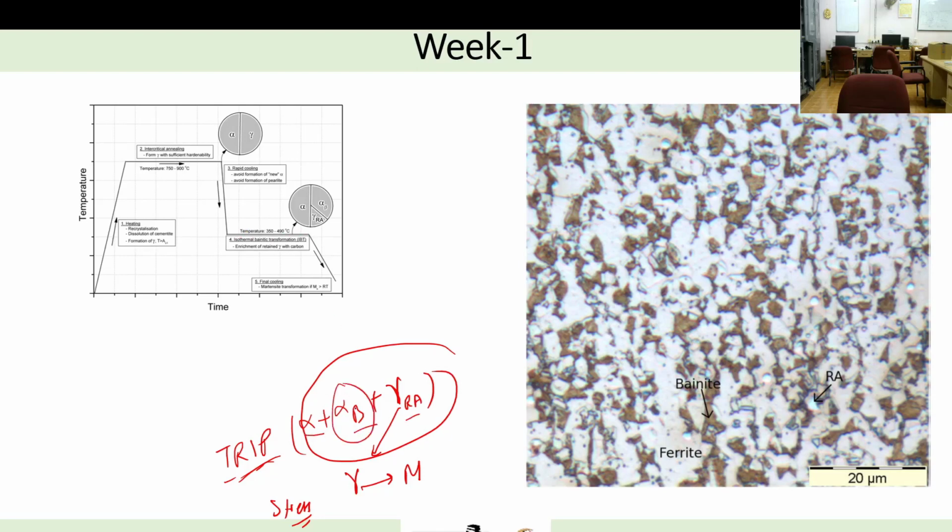And this bainite is not a conventional bainite. This is basically carbide-free bainite. So we studied about the upper, high temperature bainite or lower temperature bainite. So this is not that high temperature or low temperature. This is a carbide-free bainite.